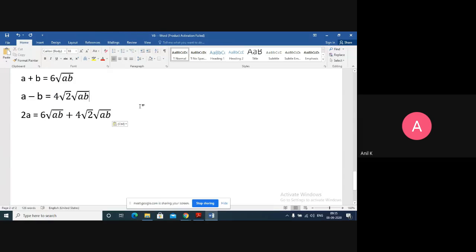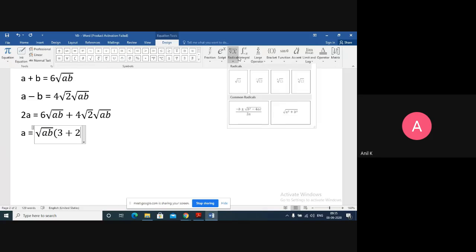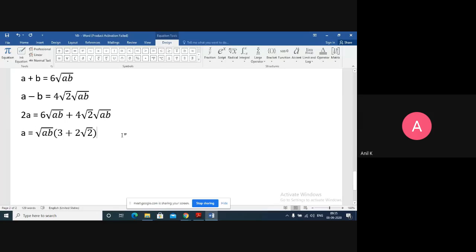Okay. So what I got, you can take 2 common on both the sides and cancel. So if I cancel 2 on both the sides, you have here A equals to, I think root AB will get common. Root AB I'll take it common. So what we left out here is, after taking 2 common, 3 will be left out. Yes, here you are left with 2 root 2. Okay, so this is what you got, the value of A.